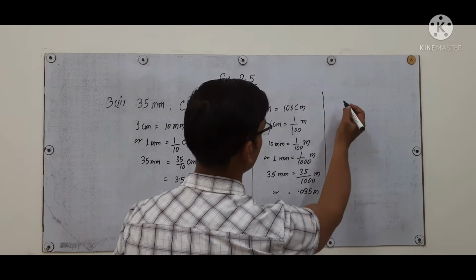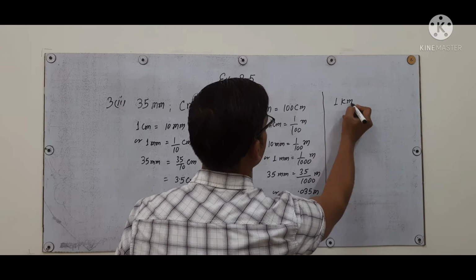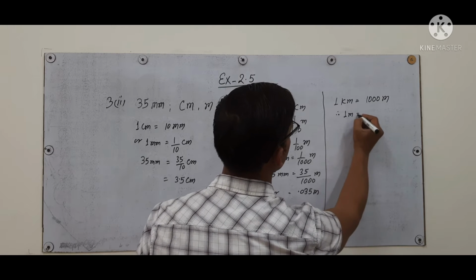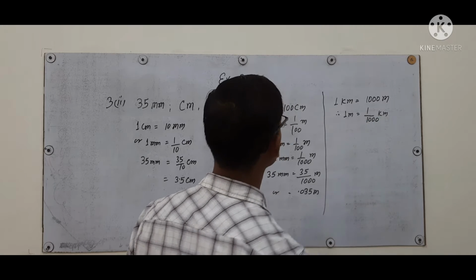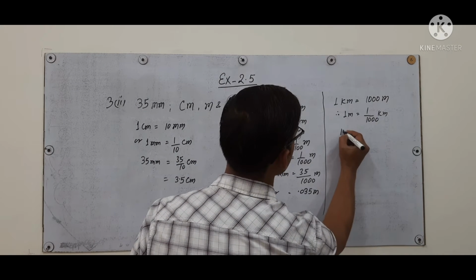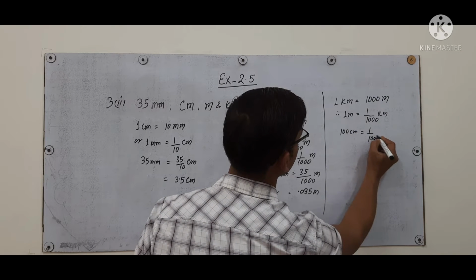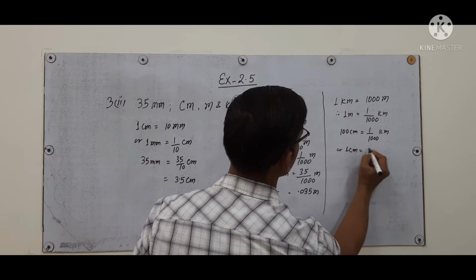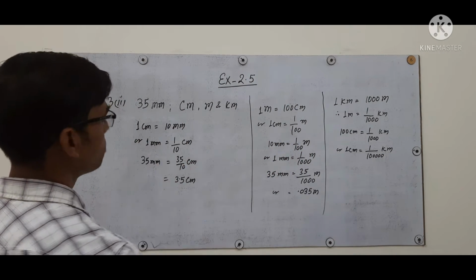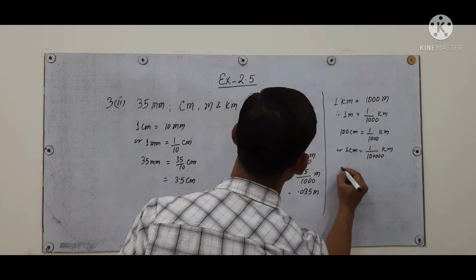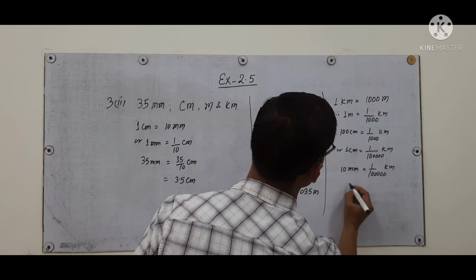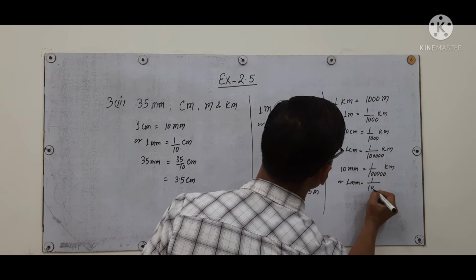Now we will proceed to solve its third part, that is we have to convert it into kilometers also. So I am writing here 1 kilometer is equal to 1000 meters. Therefore 1 meter will be 1 upon 1000 kilometers. But we have found here 1 meter is equal to 100 centimeters. So 100 centimeters will be equal to 1 upon 1000 kilometers, or 1 centimeter will be 1 upon 1 lakh kilometers. And similarly we have also found 1 centimeter is equal to 10 mm. So 10 mm will be 1 upon 1 lakh kilometers, or 1 mm will be 1 upon 10 lakh kilometers.